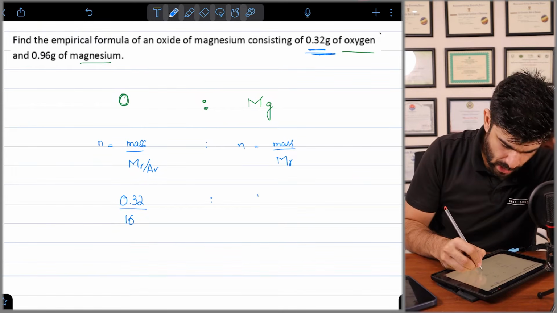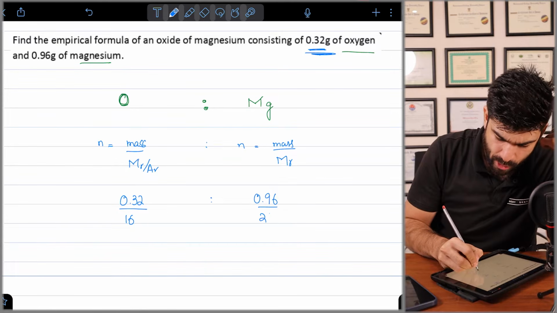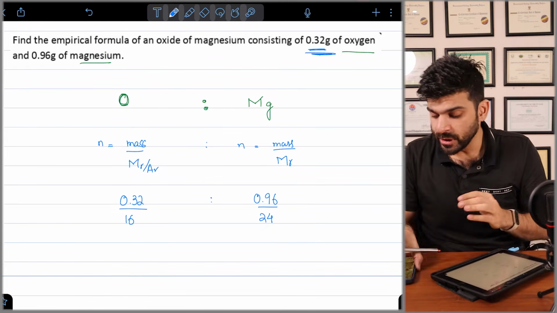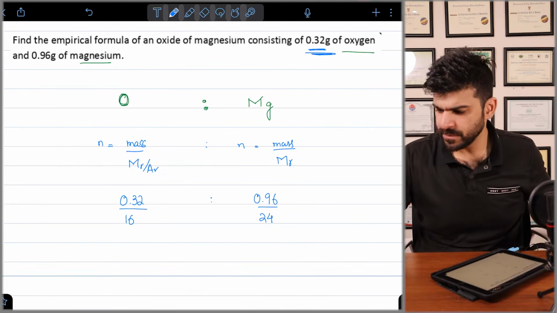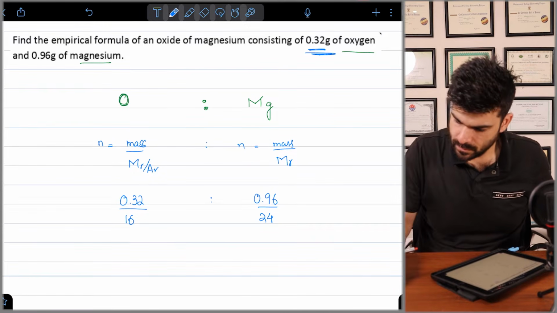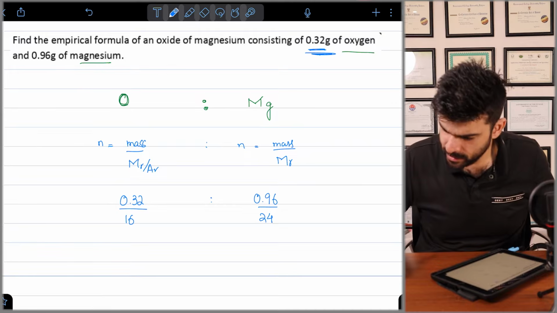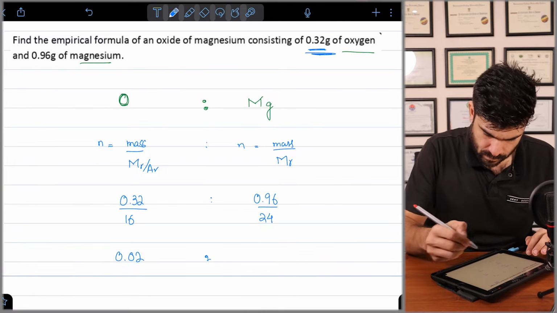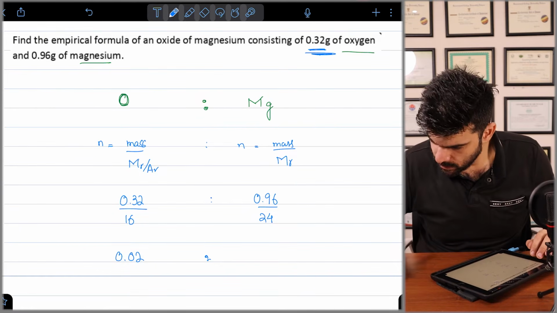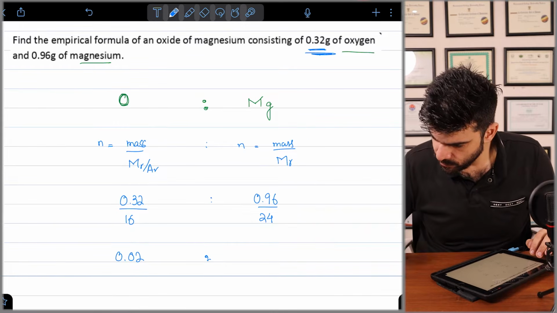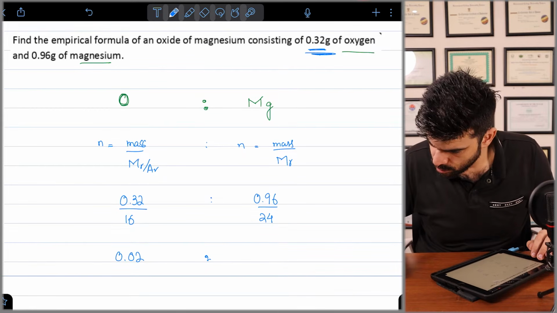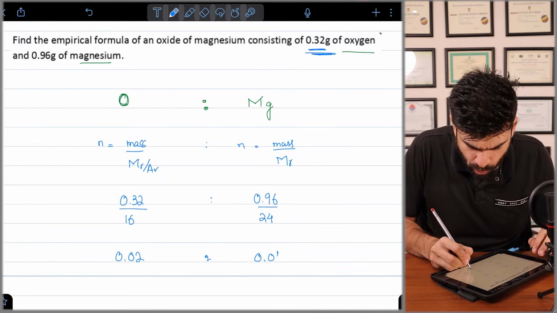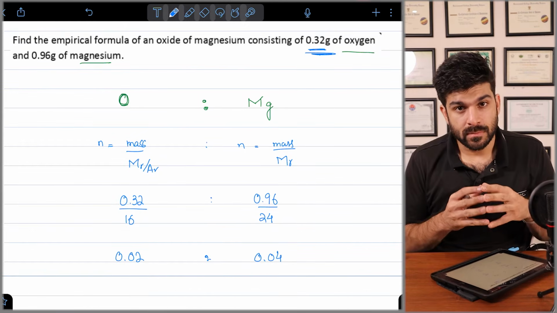And for magnesium, 0.96 divided by 24. You can see the periodic table for the atomic mass values. That's not a difficult task, but now you have to do the calculation. So let's calculate the values. 0.32 divided by 16 is 0.02, and 0.96 divided by 24 is 0.04. So these are the two values that we've found.